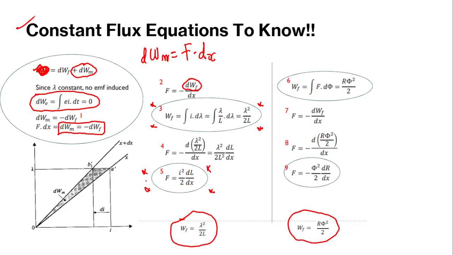So the first force equation at constant flux is F is equal to I squared on 2 by dL on dx. And if we use the WF, which is R phi squared on 2, you basically end up with this one here, which is the flux squared on 2 by dR dx. Just note this one has a negative in front of it, so you have to be careful with this one.